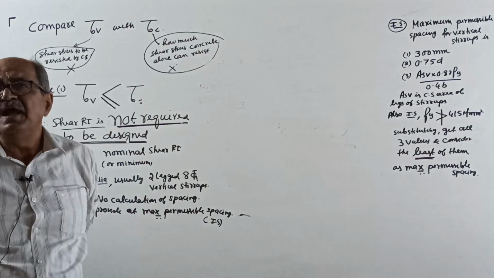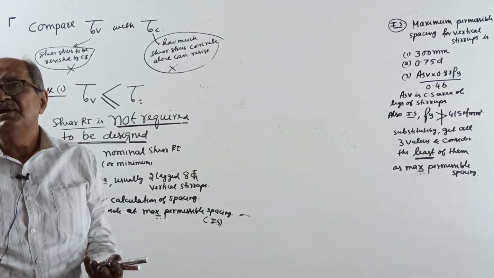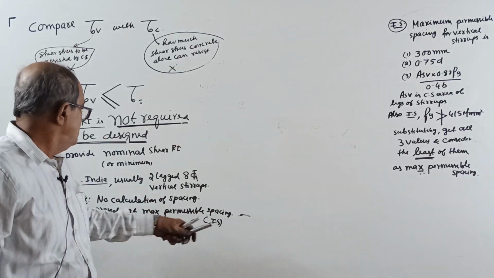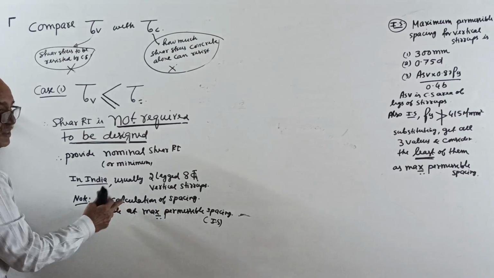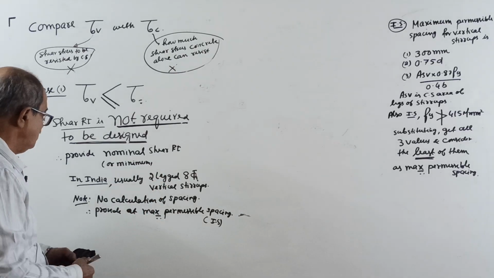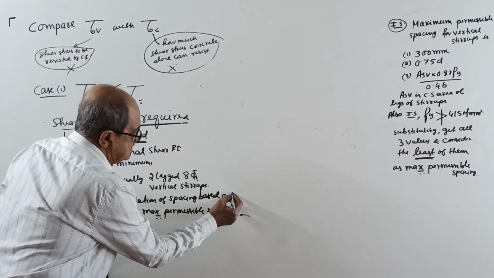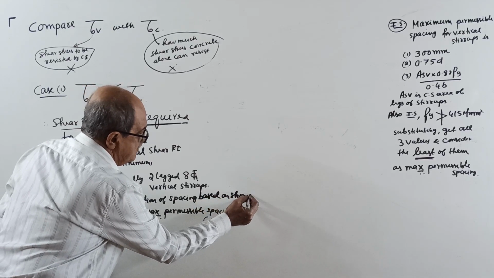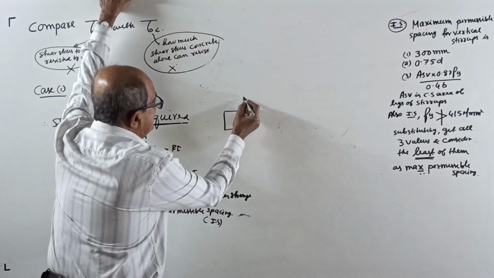They use two-legged 8 mm bars; long back it was 6 mm diameter. Now 6 mm is not available, so it is 8 mm. And remember, there is no calculation of spacing based on strength. Therefore, a doubt comes. One stirrup you provide here, next you provide here.